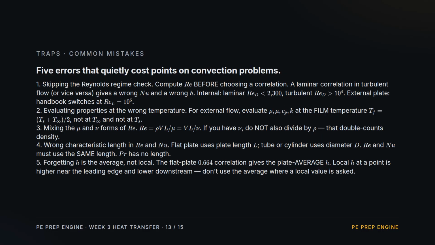5 traps that cost points. 1. Skipping the Reynolds regime check. The wrong regime gives the wrong Nusselt and H. Internal laminar is below 2300, turbulent above 10,000. The plate switches at 10 to the fifth. 2. Properties at the wrong temperature. External flow uses the film temperature, the surface fluid average. 3. Mixing the mu and nu forms of Reynolds. They're equal, so don't divide by density twice. 4. Wrong characteristic length. Flat plate uses plate length, tube uses diameter, and Reynolds and Nusselt must share it. 5. Using the average H where a local value is asked. Local H is highest at the leading edge.